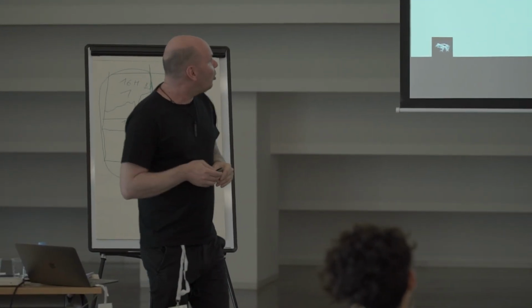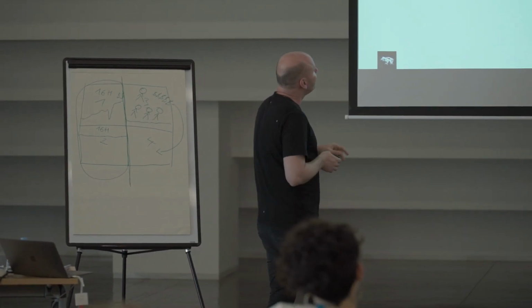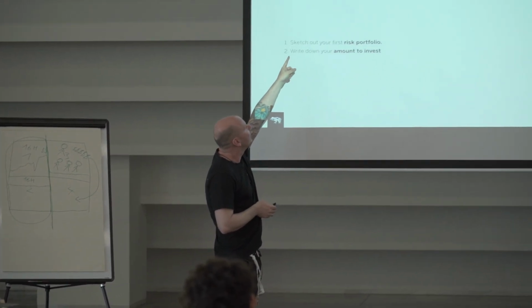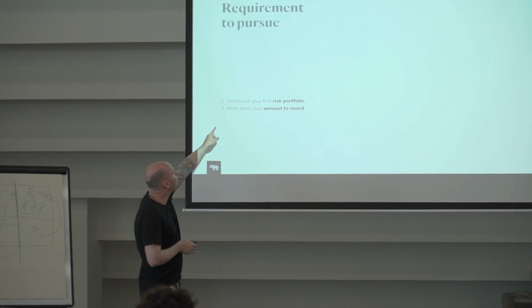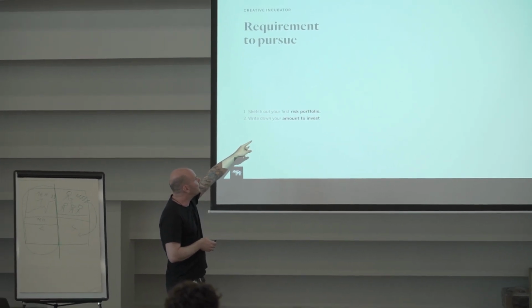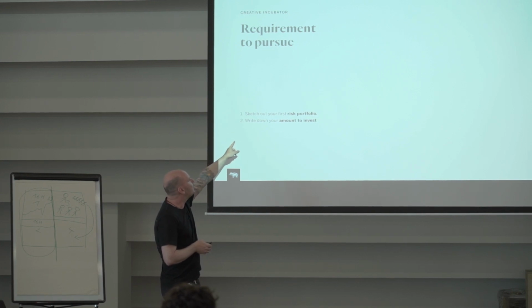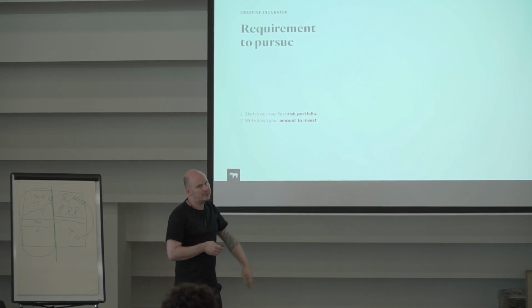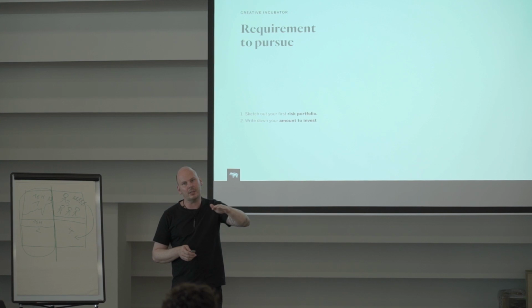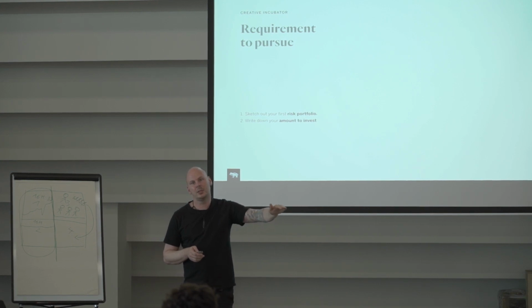And what I want you to do, as a follow-up again, is sketch out your first risk portfolio. I already mentioned that before. And write down your amount to invest. So this comes back to the cost average effect. How much money do you want to invest?